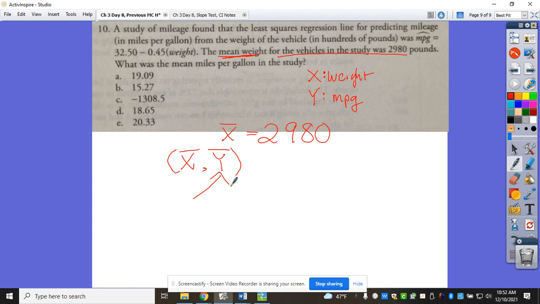oh, and this is the second thing. What are our units for weight? So what do I actually plug in as my X bar? How many hundreds of pounds is that? 29.8. And so that's what you're plugging in. So you should end up getting 19.09 as your Y bar, which is A.